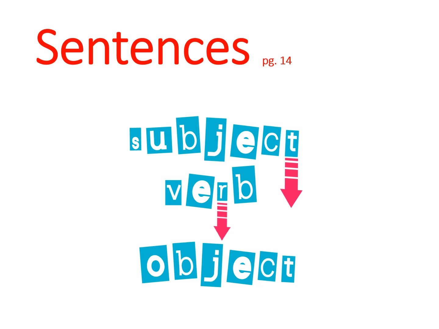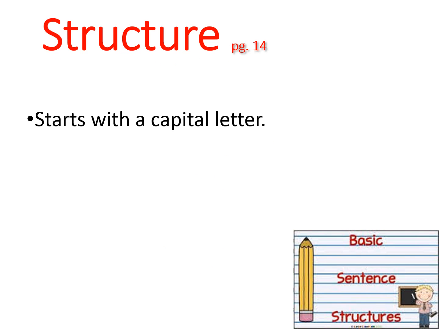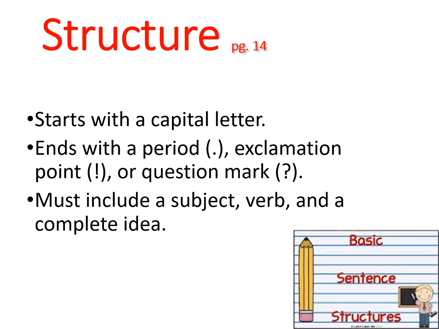So this is our very first lesson of our writing class. Today we're going to focus on sentences. A few very basic things that we have to go over just really quickly is the structure of a sentence. All sentences start with a capital letter, and they should always end with a period, exclamation point, or a question mark. And it must include a subject, verb, and be a complete idea.